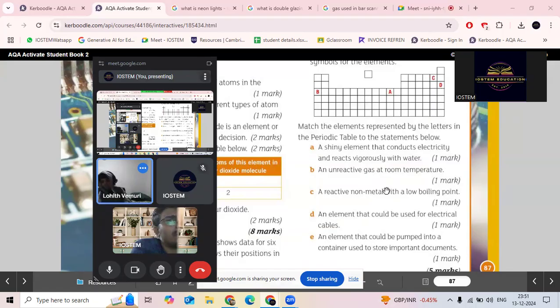So helium is a noble gas: helium, then neon, then argon, then xenon, then krypton, then radon, right? So D is nothing but the argon, right? Yes.